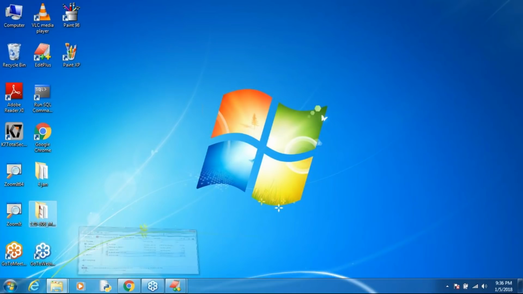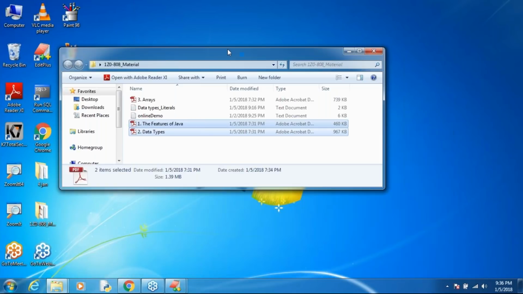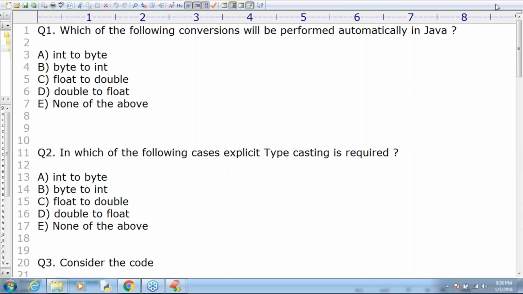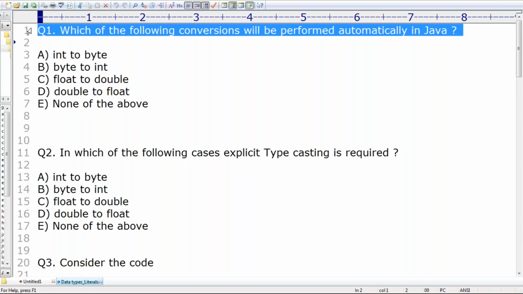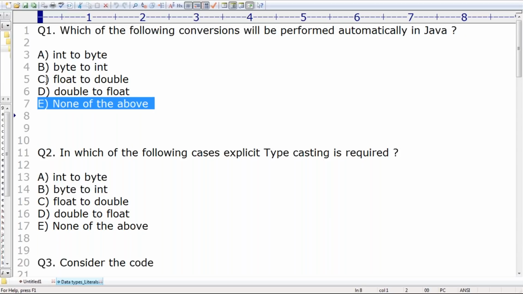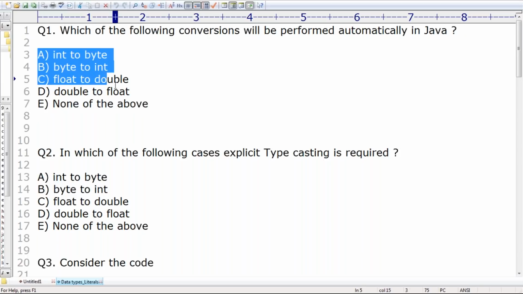The possibilities are about data types and literals. Just have a look once, sir. Observe this terminology very carefully. Which of the following conversions will be performed automatically in Java? int to byte, byte to int, float to double, double to float, or none of the above. Can you tell which conversions are performed automatically? You don't need to tell the answer, sir, just the style.